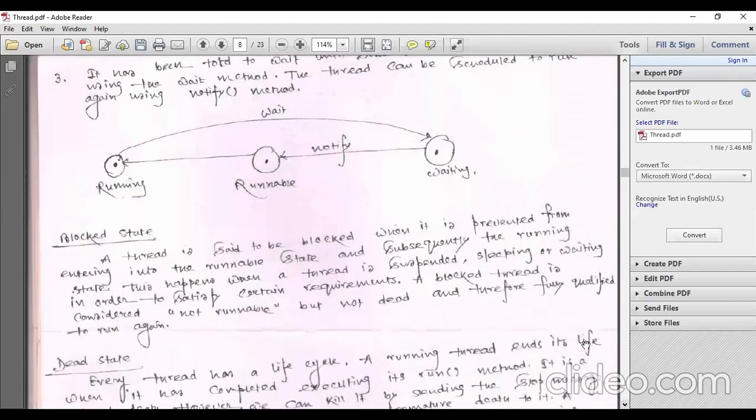So a thread is said to be in blocked state when it is prevented from entering into the runnable state and subsequently the running state. This happens when a thread is suspended, sleeping, or waiting in order to satisfy certain requirements. A blocked thread is considered not runnable but not dead, and therefore fully qualified to run again. So I hope you understood the meaning of this blocked state and how we can reach the blocked state from a running thread.